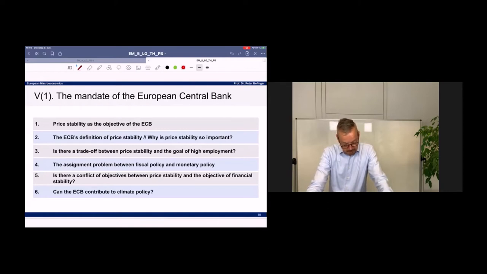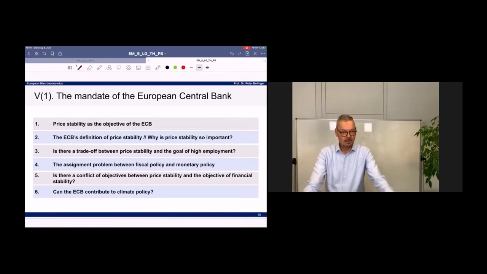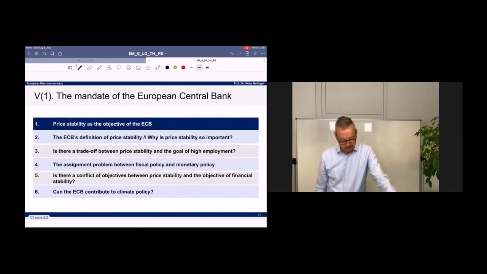Then we will talk about the potential conflicts between price stability and financial stability. And we also ask, can the ECB contribute to climate policy? So this is a very ambitious agenda. I hope we will make it, both you as audience and I as presenter, to get through this agenda. But I think we have to speed up a little bit, because the end of the semester is not near, but it's getting closer. So let's start.